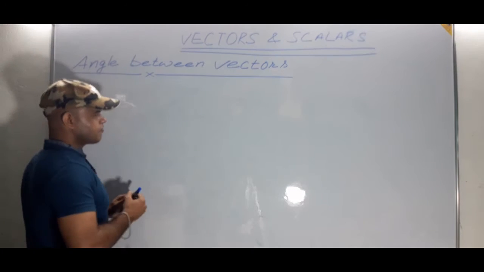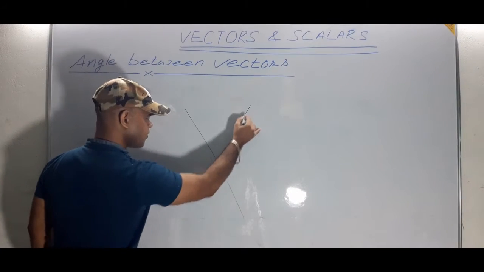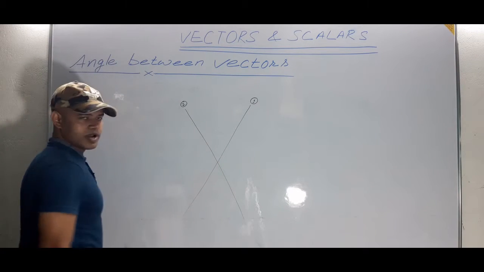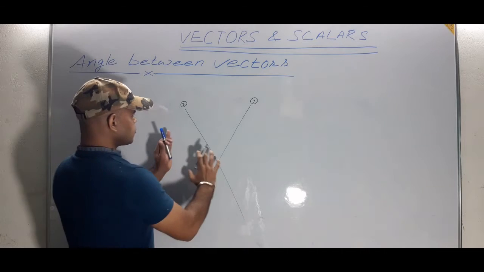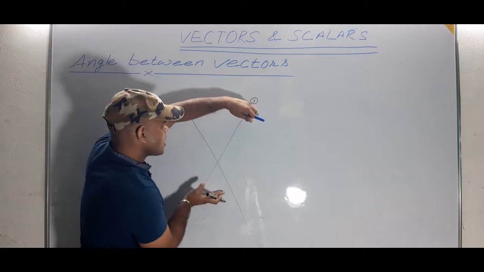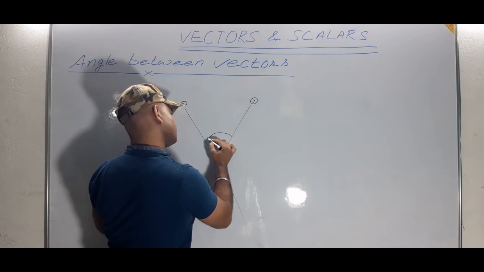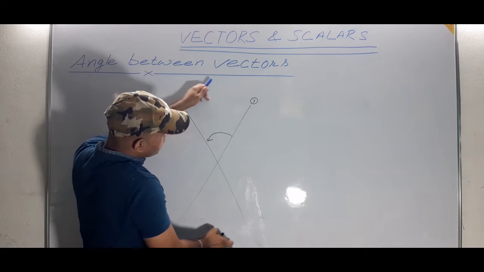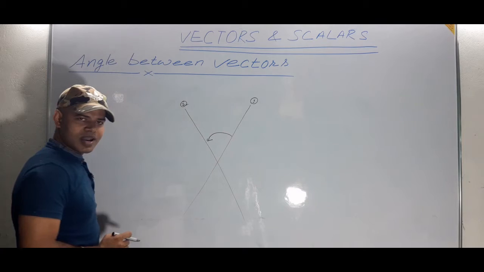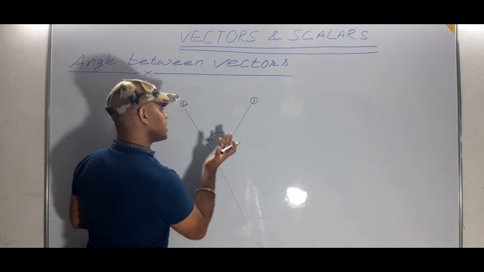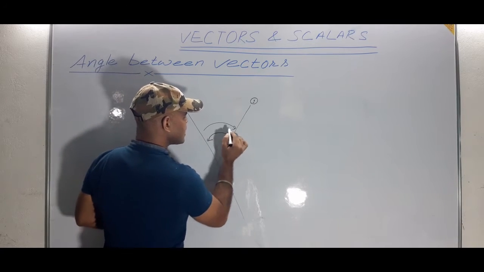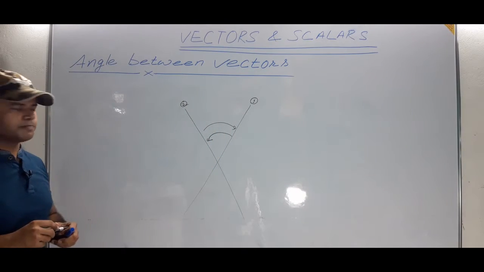If we have two lines, this is line number 1 and this is line number 2, suppose line number 2 is brought parallel to line number 1. By how much amount you will have to rotate it to make it parallel to line number 1, that value is what we call angle. Whether you say line number 2 is rotated from 1 or 1 is rotated from 2, that is the angle between these lines.